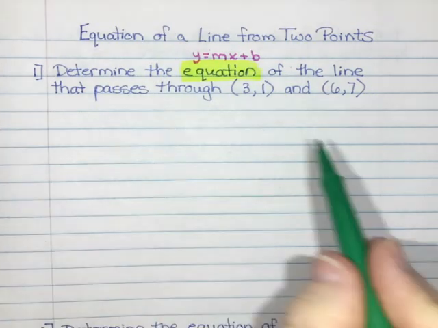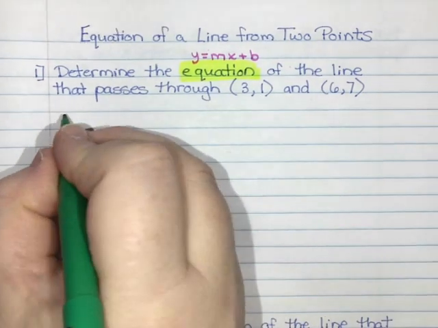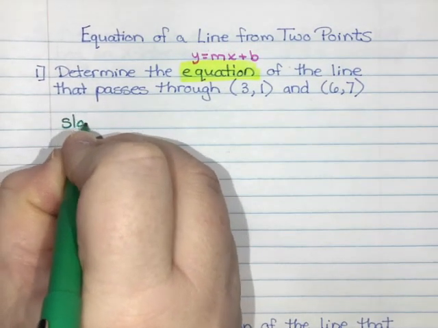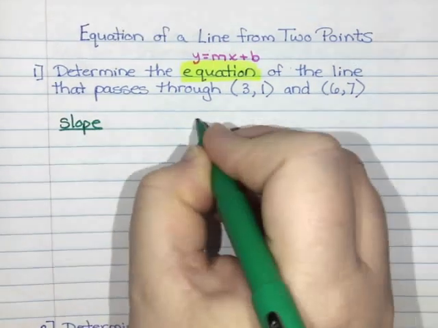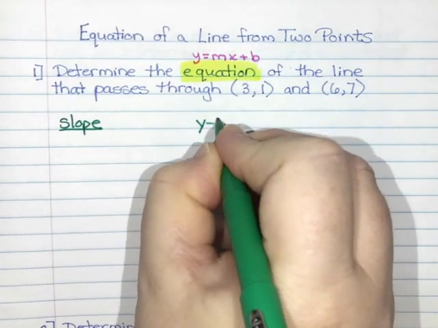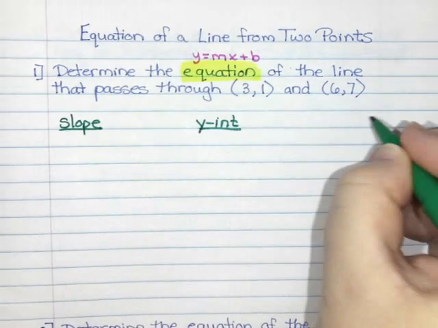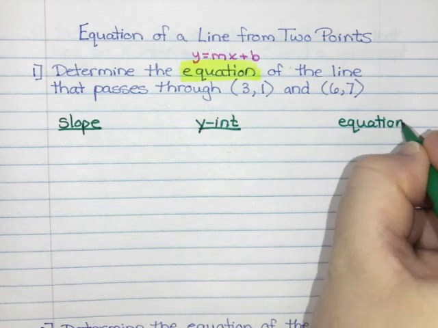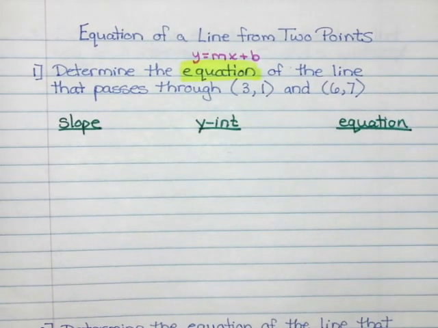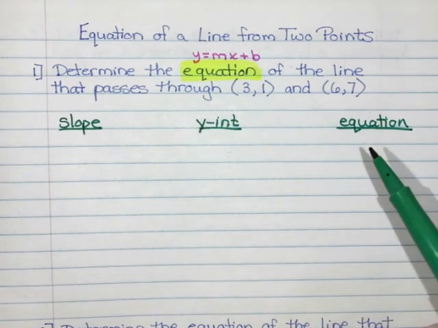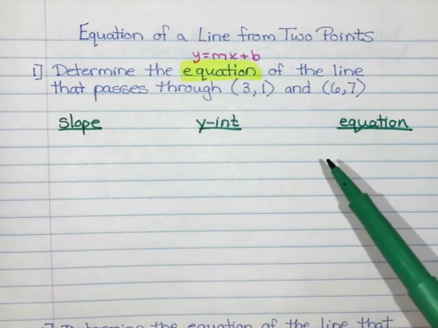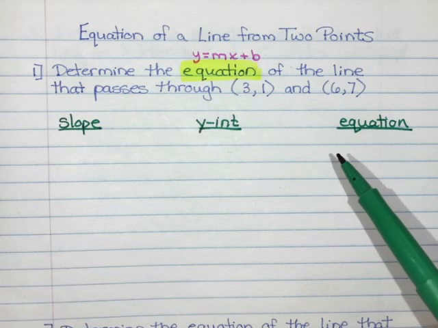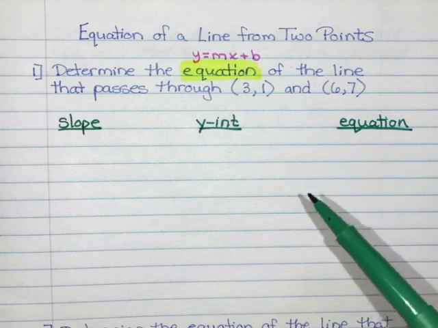So I am going to organize this so that I'm going to make a little section here for slope. I'm going to make a little section here for the y-intercept. And then I'm going to make a section here for my equation. Okay. Do I know the slope of my line? Did it tell me the slope somewhere in here? And the answer to that question is no. They did not tell me the slope. So we are going to start by finding the slope of our line.